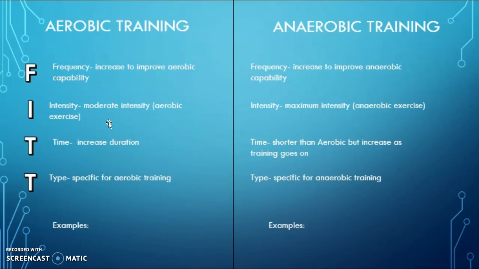The second T is for type, meaning that training will be specific for anaerobic or aerobic for a certain sport. For example, Giannis may want to do some continuous aerobic training, as in basketball you rarely stop running.